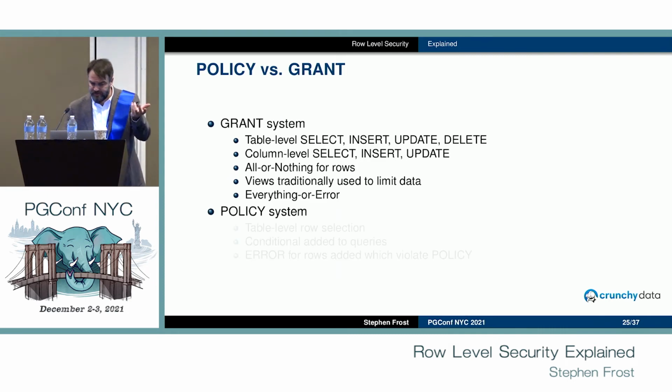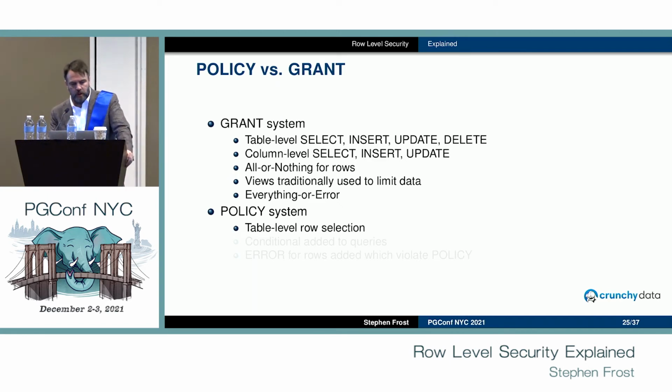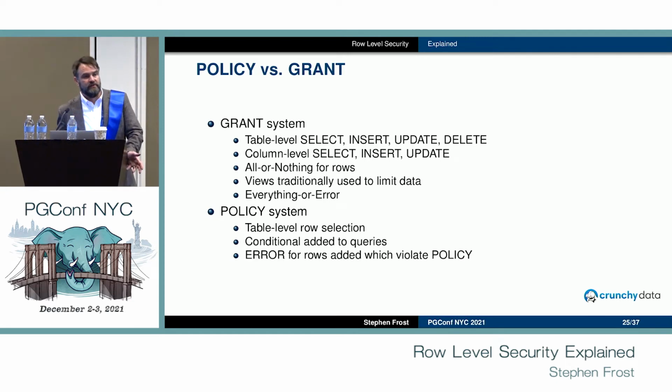So when it comes to the policy system, unlike the grant system, this allows you to have table-level row selection through this conditional being added to queries, and errors for rows that get added which violate the policy. So unlike the grant system, which tends to be everything or error, the policy system allows you to get a subset of the table in terms of what you're allowed to access, whereas if you tried to access all of the columns, say, of a table that you don't have access to all the columns of, you would get back an error.